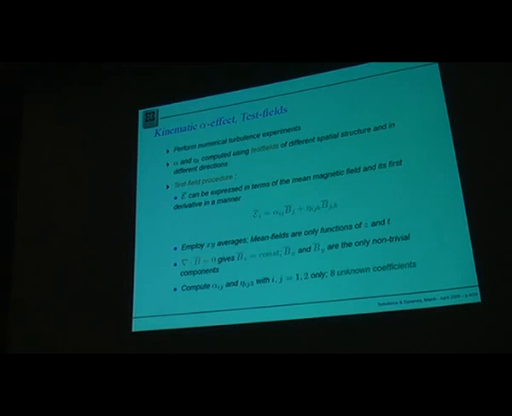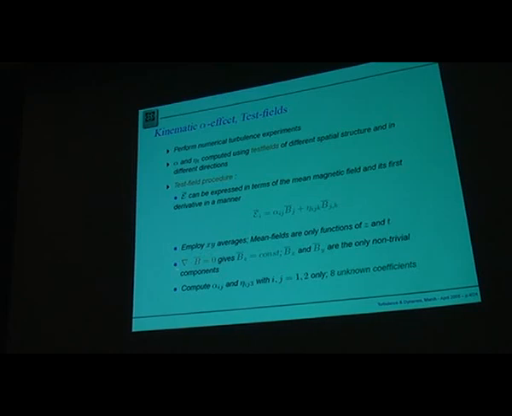In this part, we'll perform numerical turbulence experiments where alpha and the turbulent diffusivity eta_t are computed using mean fields as test fields of different spatial structure and in different directions. Just to give you a brief overview of what this test field procedure is all about: if the mean field is sufficiently smooth, then the mean EMF can be expressed in terms of the mean magnetic field and its first derivative in a manner which is well known. What we do now is employ two-dimensional averages, x and y averages, such that the mean fields are only functions of z and t.